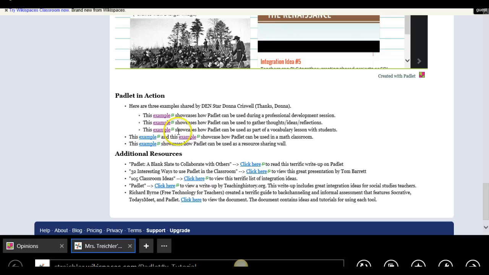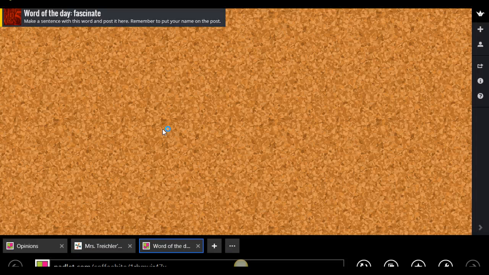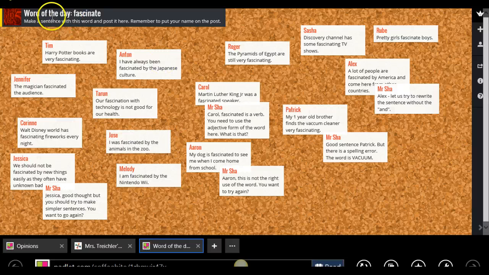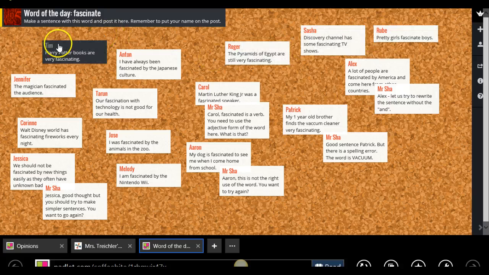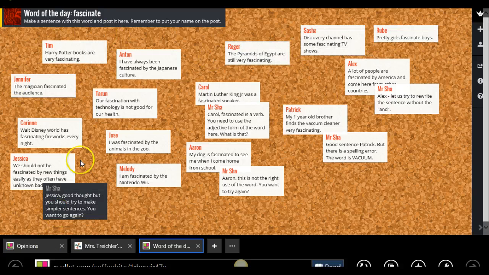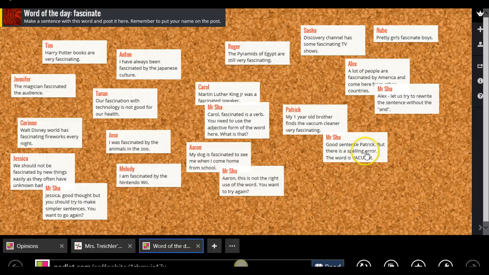Another one would be a vocabulary lesson with students, and this is kind of similar to the one I just showed you that I created. And this one says, word of the day. The word is fascinate. Make a sentence with this word and post it here. Remember to put your name on the post. So the students wrote their name and they wrote their sentences. And you can see Mr. Shaw is the teacher, and he made responses to what the students were saying.